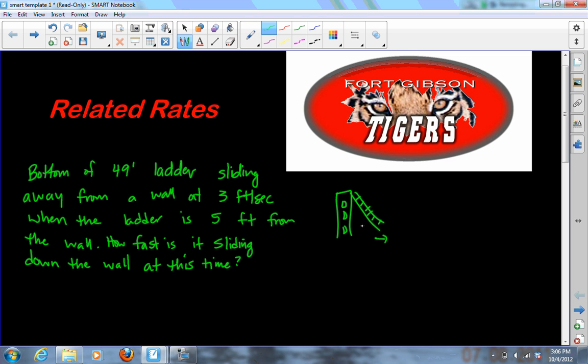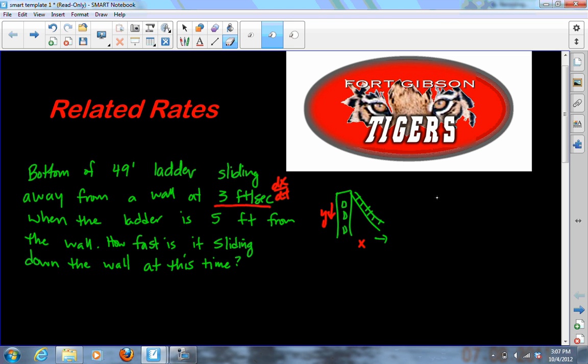It gives you the rate, so if this is an x and a y, the rate at which the ladder is sliding away from the wall, this rate, 3 feet per second, is dx/dt. Notice that this rate is positive, that's because the ladder is sliding to the right, away from the wall. So the ladder is sliding down the wall, which would indicate that dy/dt is a negative number, because the ladder is going down the wall, which is how fast is it sliding down the wall. So I know I should get a negative answer at the end.